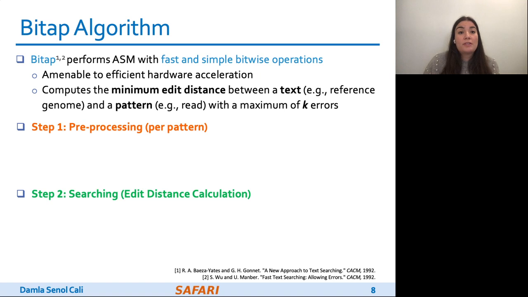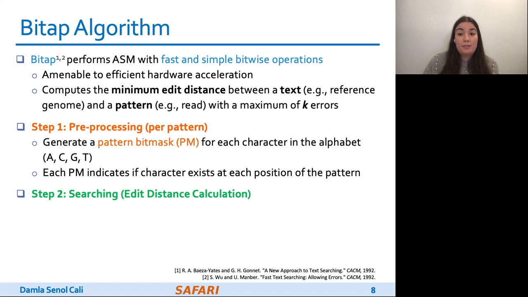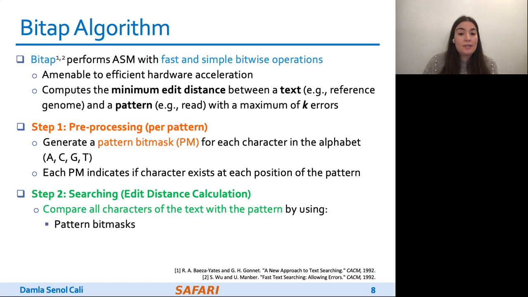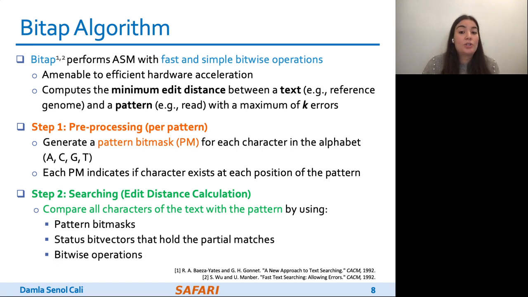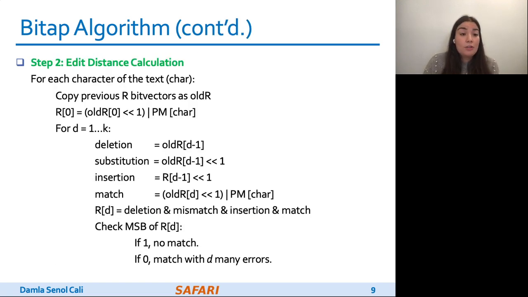Bitap starts with a pre-processing procedure where we generate one pattern bitmask for each character in the alphabet, which are A, C, G, T in our context. These pattern bitmasks help us to represent the query pattern in a binary format. The second step, which is search or edit distance calculation, is the main step of the algorithm. Here, we examine each text character one by one using the pre-processed pattern bitmasks, status bit vectors, which are updated at each text iteration and hold the partial match information for the text characters examined so far, and simple bitwise operations. I won't get into the details of the algorithm, but let me highlight three key properties of it.